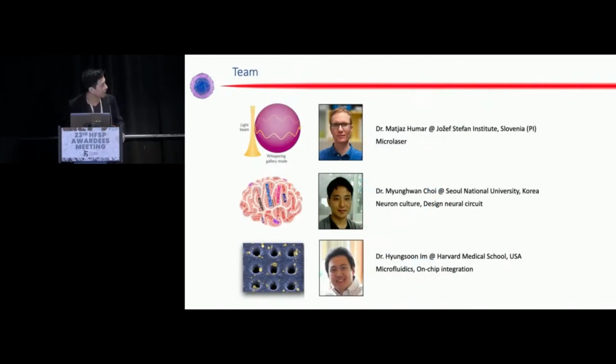So this is our team. Matt has expertise in micro lasers. He can turn anything into a laser. So he was in charge of converting neurons into emitting laser light. And I was in charge of making genetically engineered neurons and neural circuits. And Hyung-soon is in charge of building the whole system into an on-chip device.